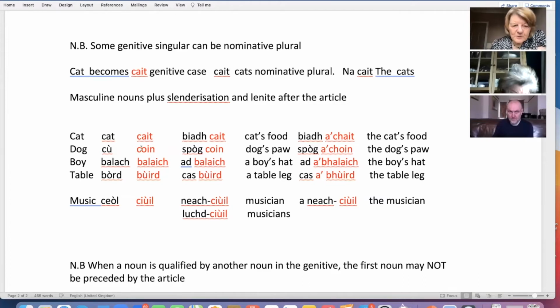So see here, first one you say con, you don't lenite it. So spog con is a dog's paw. Spog a' choin, the dog's paw. So when you have an apostrophe, that's 'the'. And it always sounds like 'a', not 'the'. So spog a' choin.